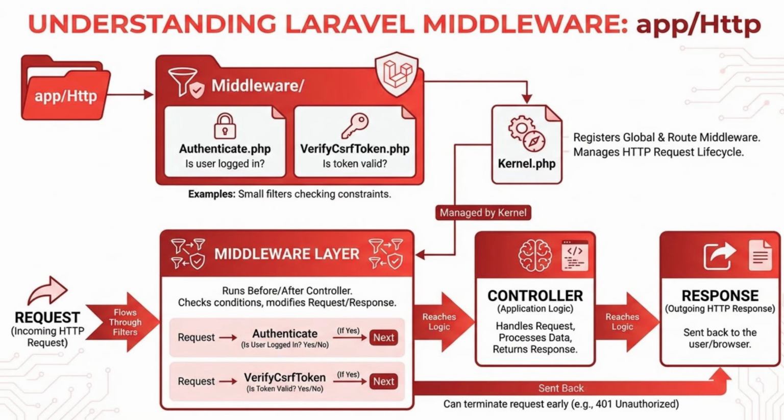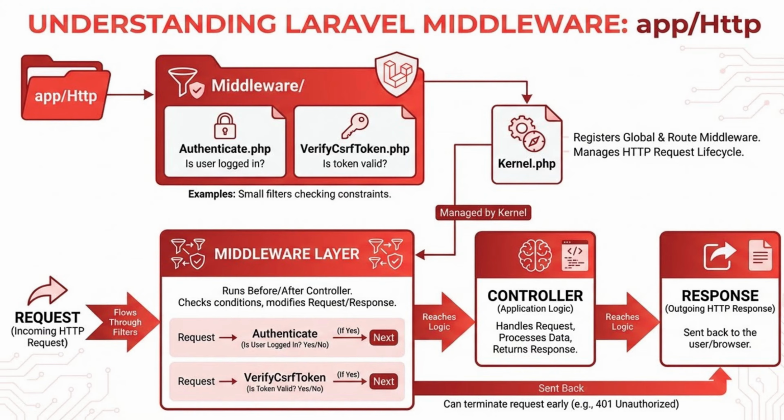In this part of the Laravel structure, we explore middleware inside the app/Http directory, which acts as a protective layer that every incoming request passes through before reaching the main controller logic. Middleware works like a series of filters or checkpoints placed between the request and the controller. When a request enters your application, Laravel routes it into the middleware layer, where different small checks are performed. For example, the Authenticate middleware checks whether the user is logged in. If the user is authenticated, the request is allowed to continue. If not, the middleware can stop the process immediately and return a response like a 401 Unauthorized error.